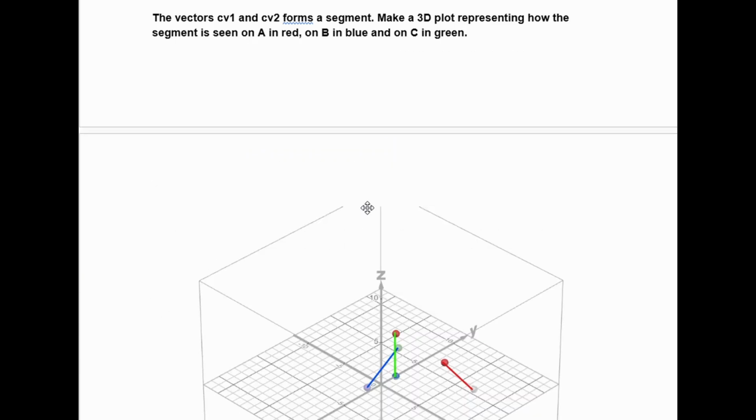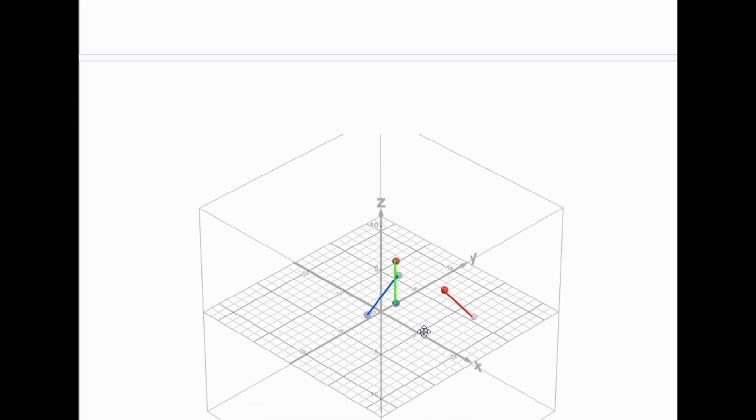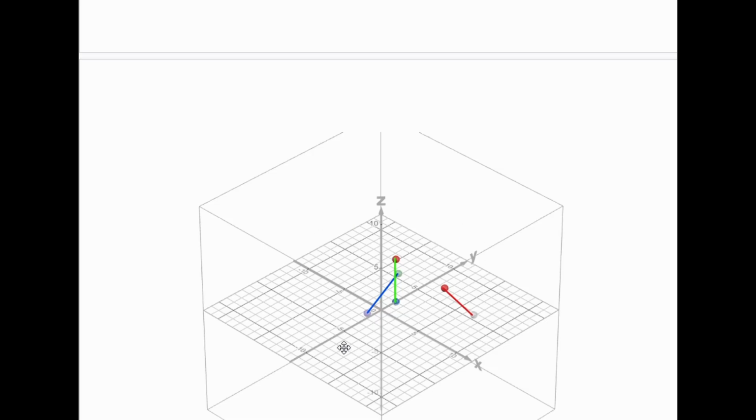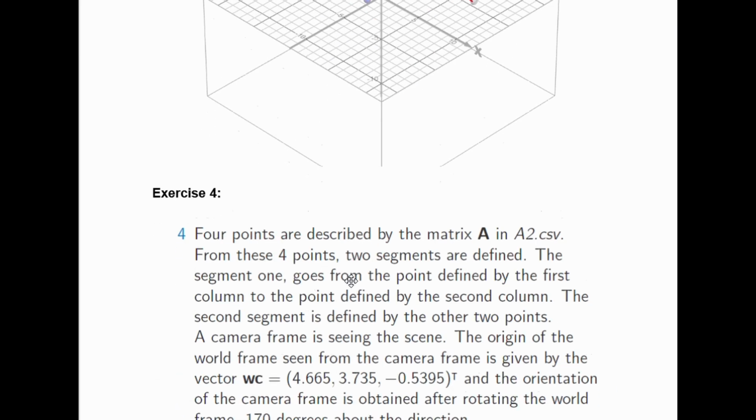We finally put the segment in the three frames. C is the green one, is the one we had, and then we transform it into B and then into A. This gives us these three different segments in a 3D space.